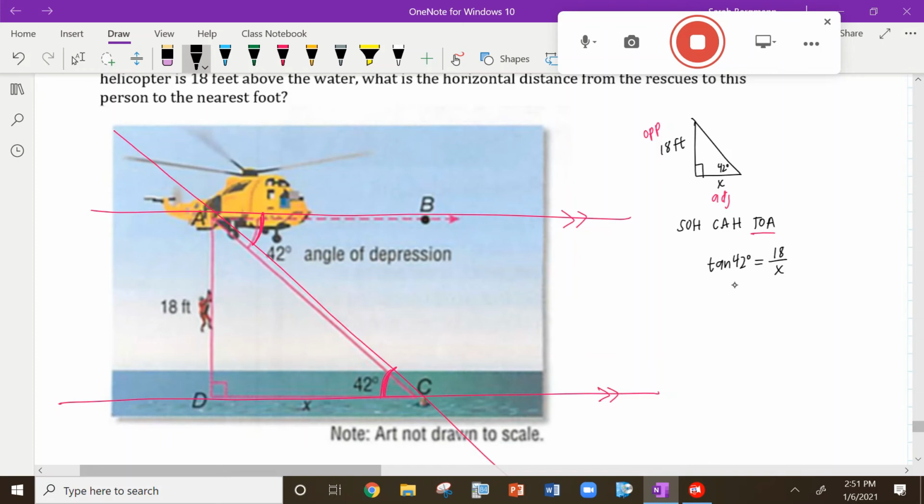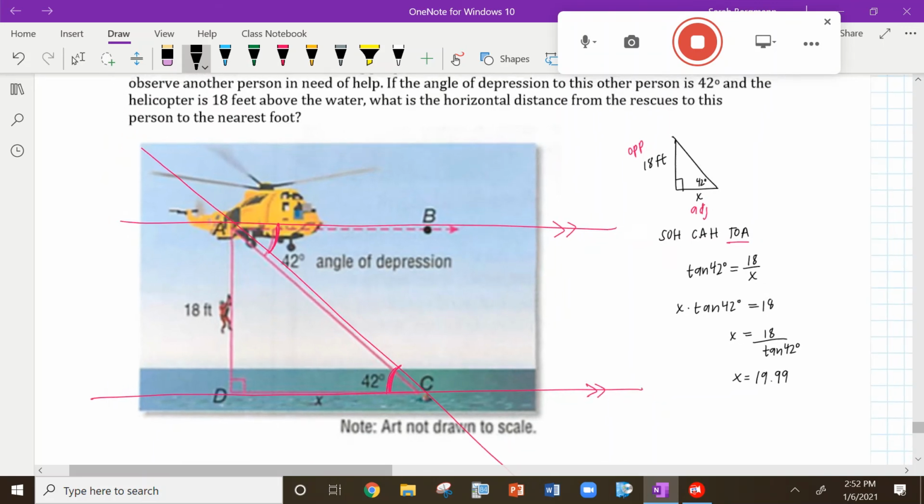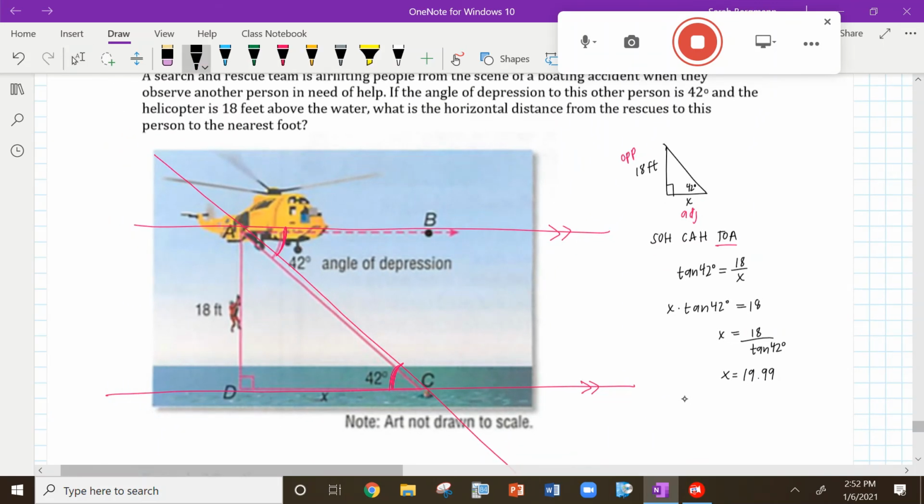Now I can solve this by multiplying by x on both sides, and then dividing by tangent of 42 on both sides. In order to get my answer, I need to plug this value into my calculator, 18 divided by tangent of 42 degrees, and I get 19.99. So what this means is that the horizontal distance is about 20 feet.